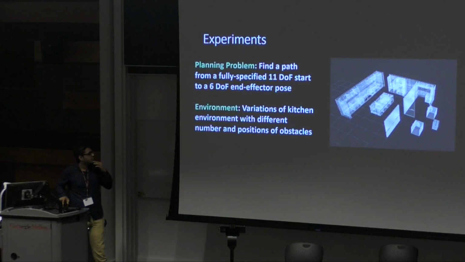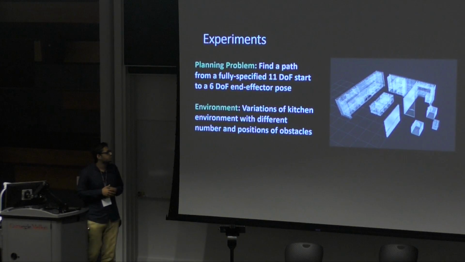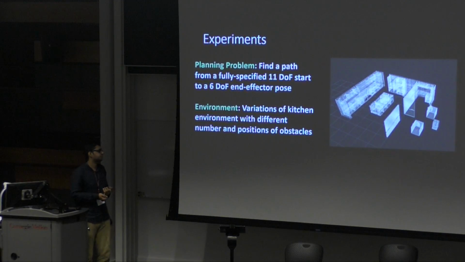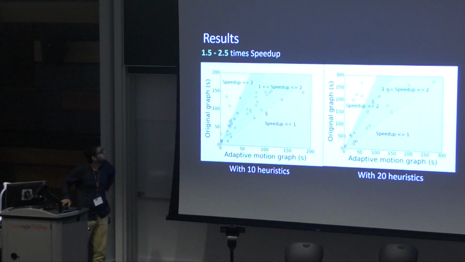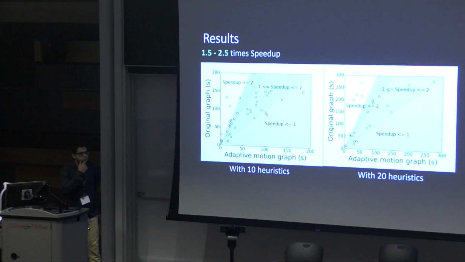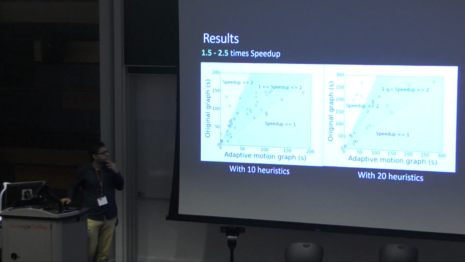We use a kitchen-like domain, which is very similar to indoor environments that we usually see. The planning problem is to start from a given configuration and reach an end effector configuration. We randomize the environment by adding more obstacles, and we then averaged out the results. On average, we get a speed up of around 1.5 to 2.5. These are different variations of the same algorithm, but the speed up is almost similar, which means that it is generalizing across different variations of the algorithm and is not really algorithm dependent.